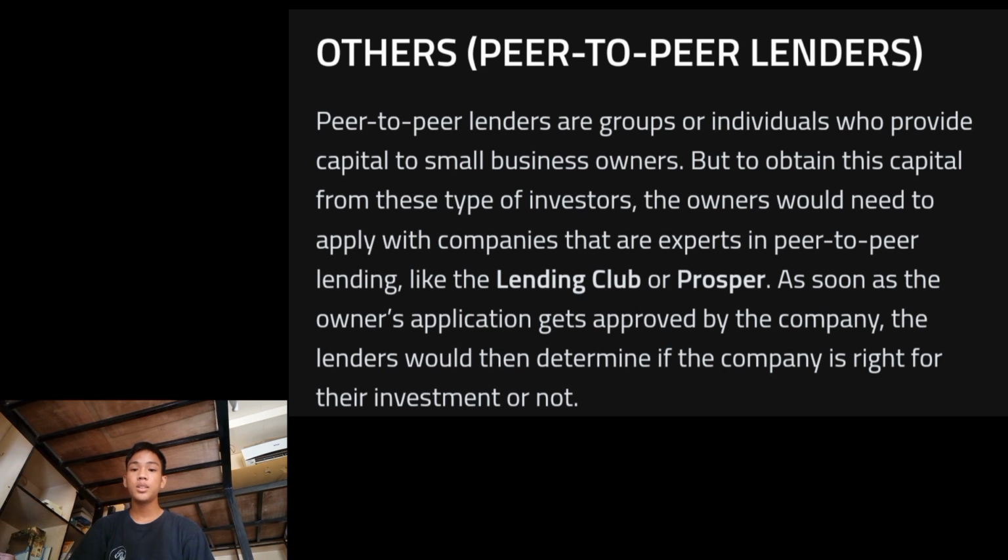Peer-to-peer lenders are groups or individuals who provide capital to small business owners. But to obtain capital from this type of investor, the owners would need to apply with companies that are experts in peer-to-peer lending, like Lending Club or Prosper. As soon as the owner's application gets approved by the company, the lenders would then determine if the company is right for their investment or not.